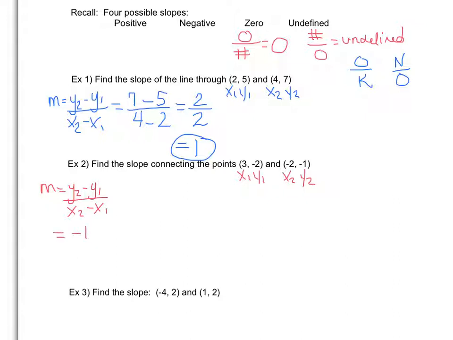negative 1 minus a negative 2 over negative 2 minus 3. I recognize that minus a minus is going to become a plus. So going ahead and simplifying on top, I now have negative 1 plus 2 gives me 1. And on the bottom, negative 2 minus 3 gives me negative 5. It's usually considered more proper to put the negative on top, so I'm going to go ahead and say I have a slope of negative 1/5.